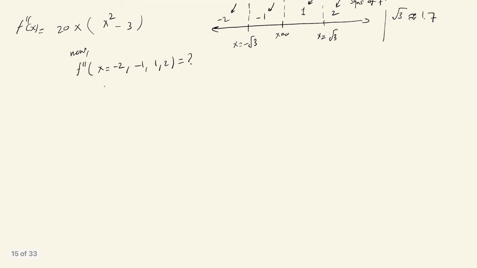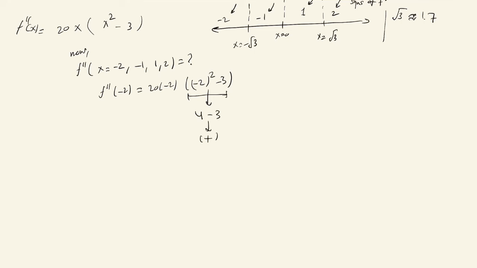So first I'm going to take x equal to minus 2 and plug that into the second derivative. Notice this term in here is going to be 4 minus 3, which is positive, and the first term is going to be negative. So negative multiplied by positive is negative. Then I'm going to take the second derivative evaluated at x equal to minus 1. The second term is going to be 1 minus 3, which is negative, and the first term is going to be negative. So negative multiplied by negative is positive.